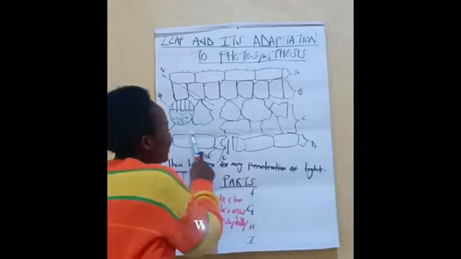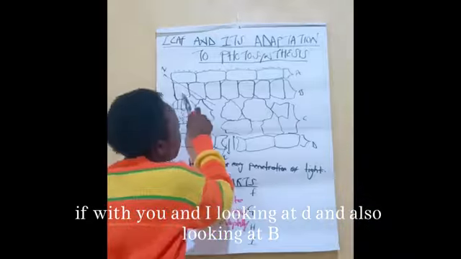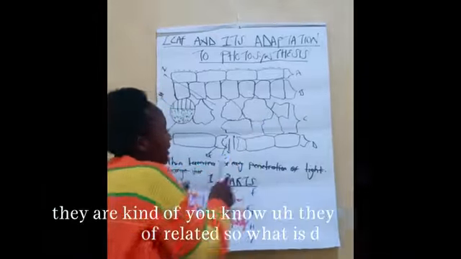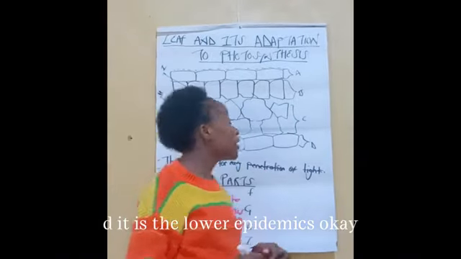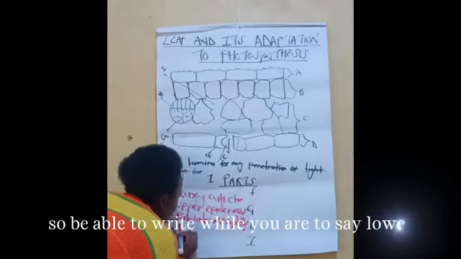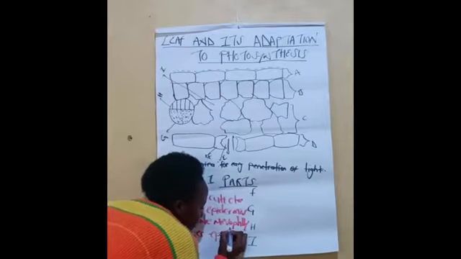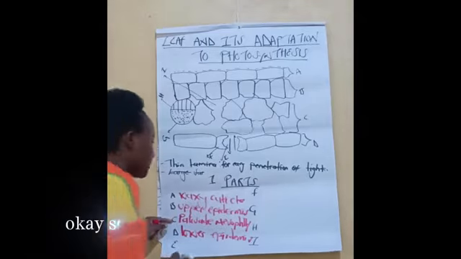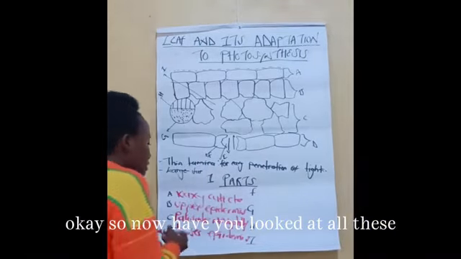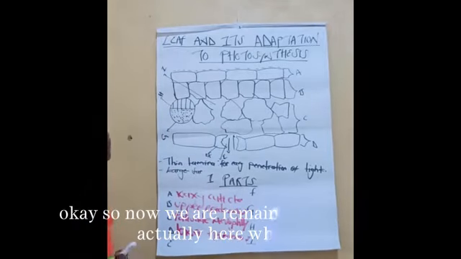Having looked at C, what is D? D and B are kind of related. So what is D? D is the lower epidermis. So be able to write lower epidermis. Now having looked at all this, we are remaining with E.